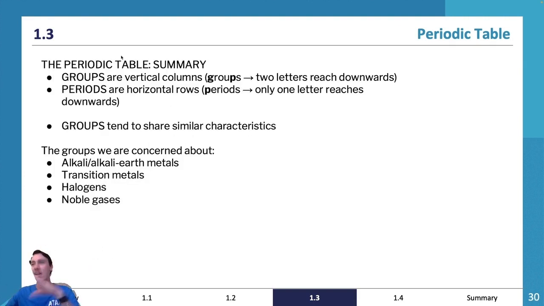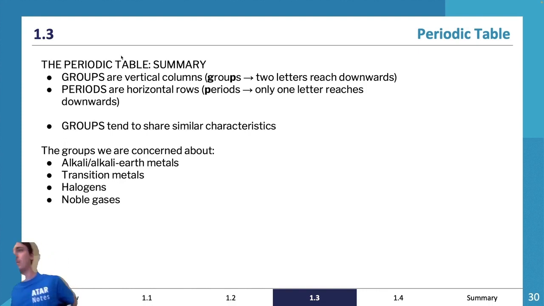Now, as you can see here, groups are the vertical columns. Two letters that reach downwards is a way of remembering it. You can just end up remembering it. I don't think you need some fancy way of remembering it. Periods are horizontal rows because they only have one letter that reaches downwards, so it's less. Look, if that helps you, go ahead and use it. If it doesn't, don't stress yourself with it. I don't think it's necessary for you to be utilizing little tools like that to remember it. I think you can remember it without it.